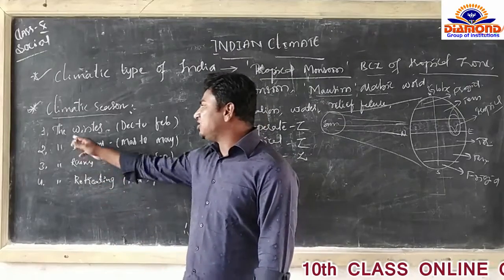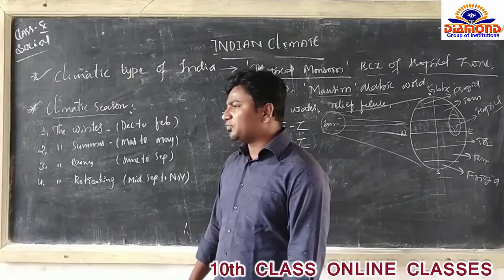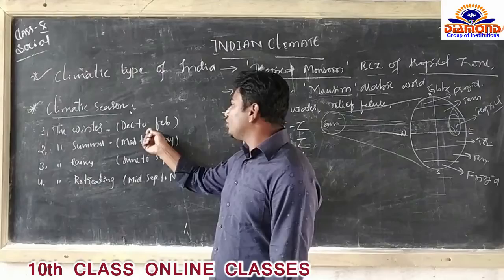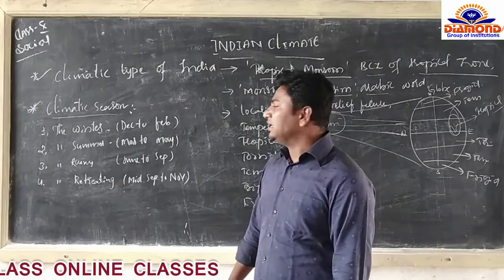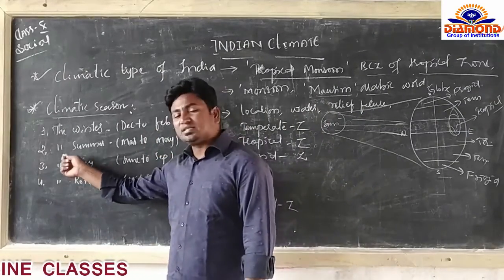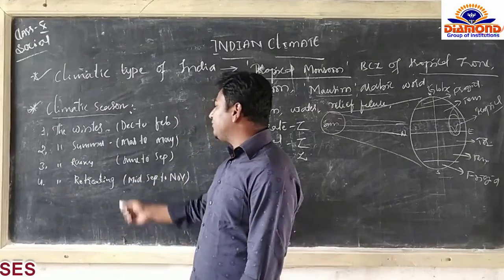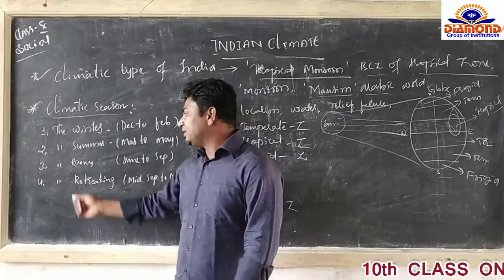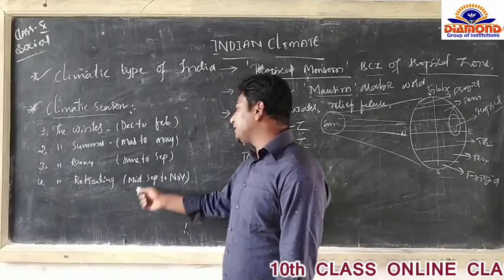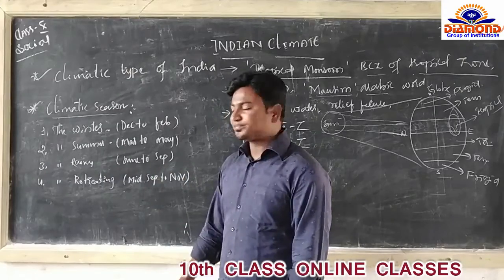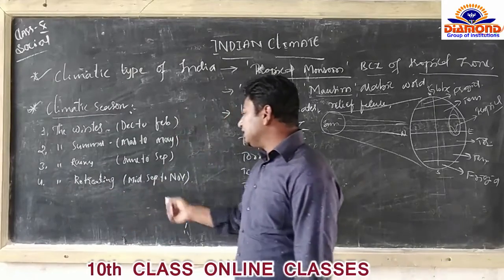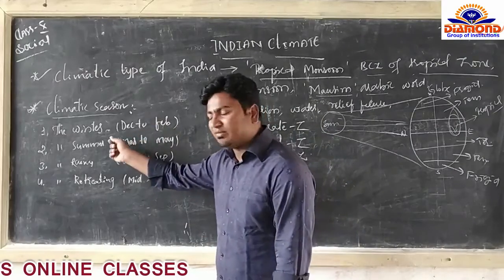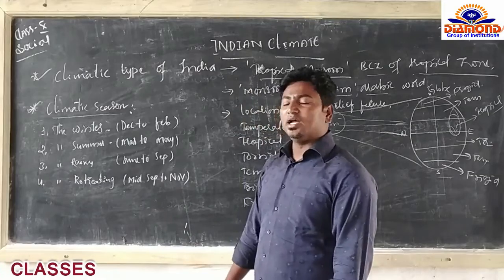So we call the first the winter season, which begins in India in the period of December to February. Then we see the summer season in India, which begins from March to May. Then we see the rainy season, which begins from June to September. Then the retreating season, from the middle of September till November. From November onwards, again we come to December, and it is the same in reverse.